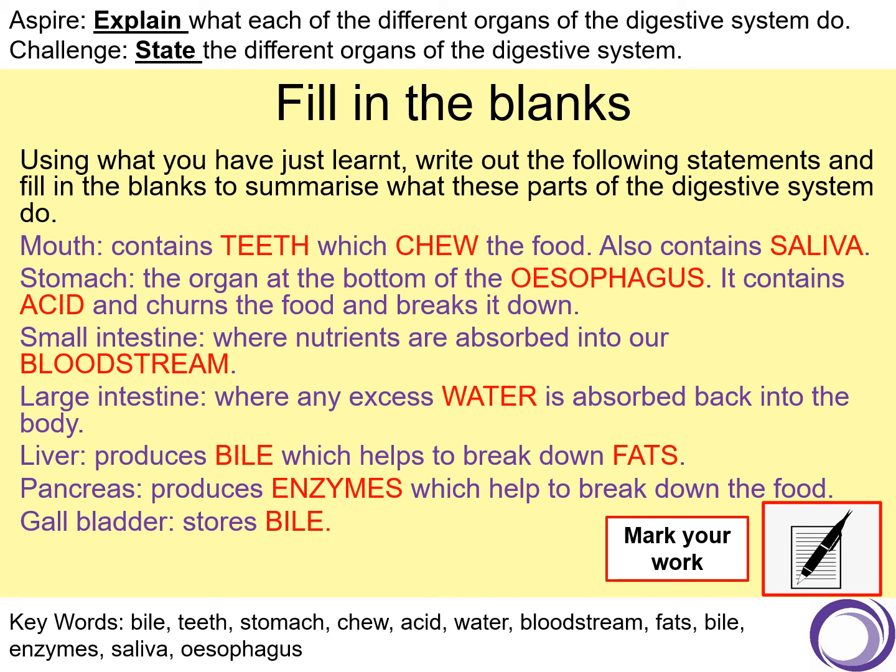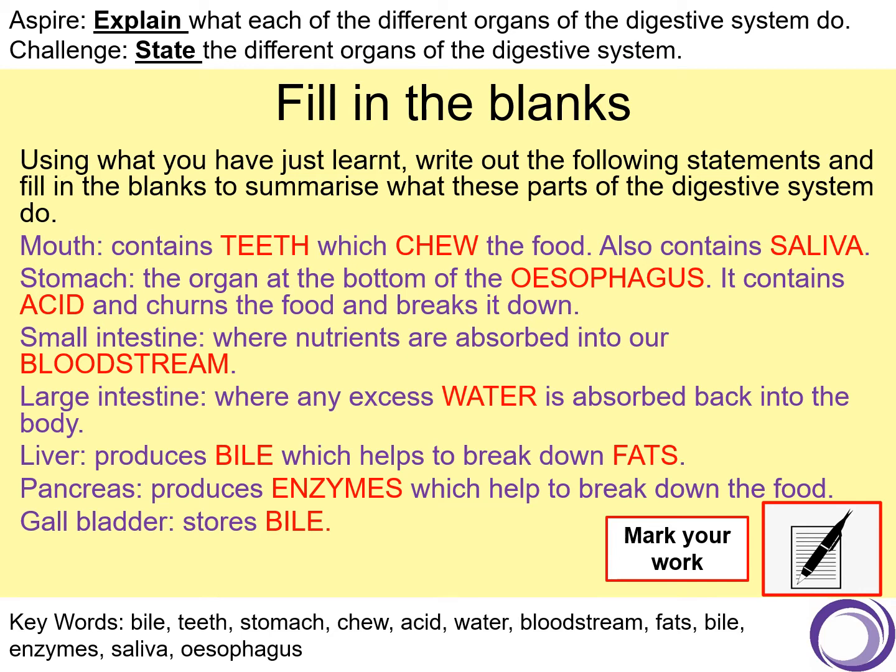The next missing word is bloodstream. So the small intestine is where nutrients are absorbed into our bloodstream. The next missing word is water. So the large intestine is where any excess water is absorbed back into the body.